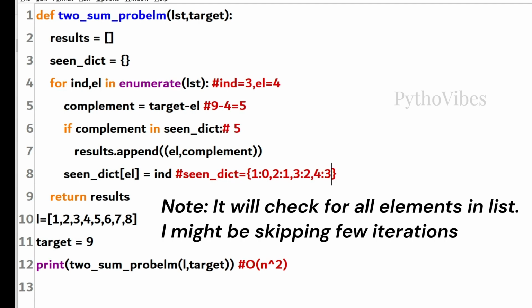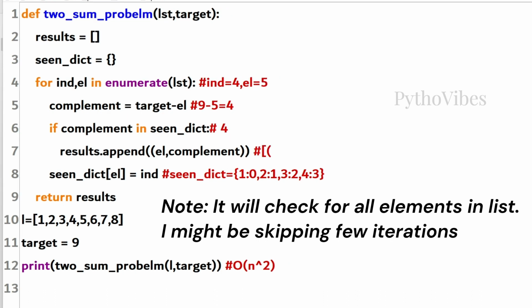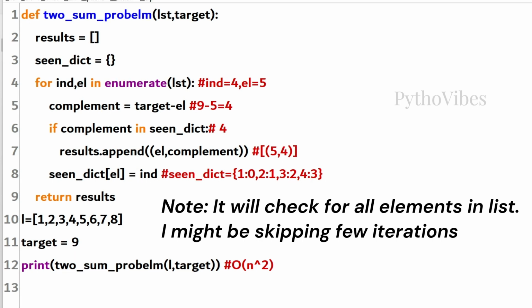And next, for the fifth iteration, it will have element as 5 and index as 4. And now it finds the complement as 9 minus 5 equals 4, and this time 4 is inside the cindict. Now it will add the tuple into the results list, like element 5, comma, complement 4. After adding this pair into the results list, it comes to the next line and it will add that 5 with its corresponding index, which was 4.